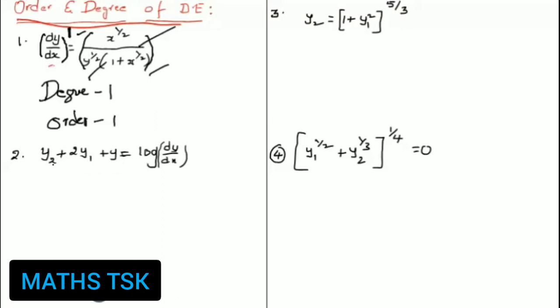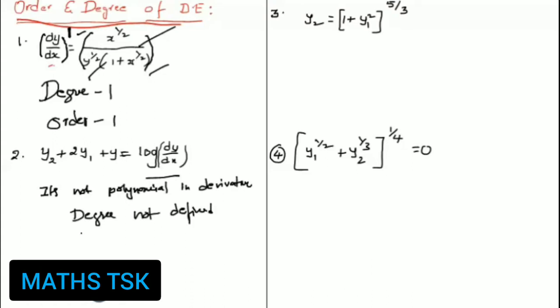Move on to the second one. There is d square y by dx square, 2 into dy by dx plus y is equal to log of the derivative. It's not a polynomial in derivatives. So what you can conclude? Degree is not defined. Okay, degree is not defined. Now next, go for the order. What is the order of the differential equation? Order is equal to the highest order, d square y by dx square, that is 2. So degree is not defined and order is equal to 2.